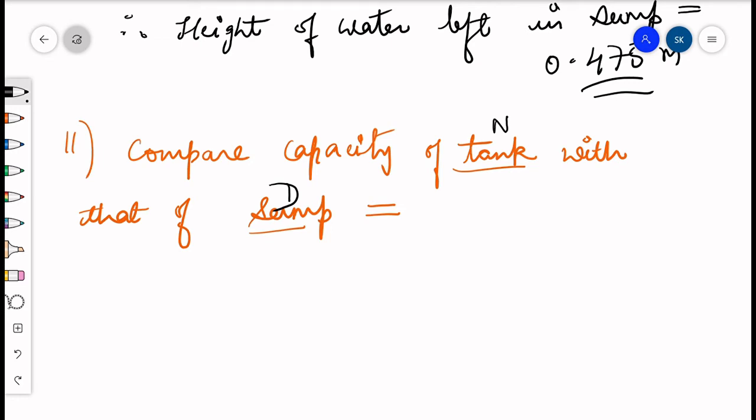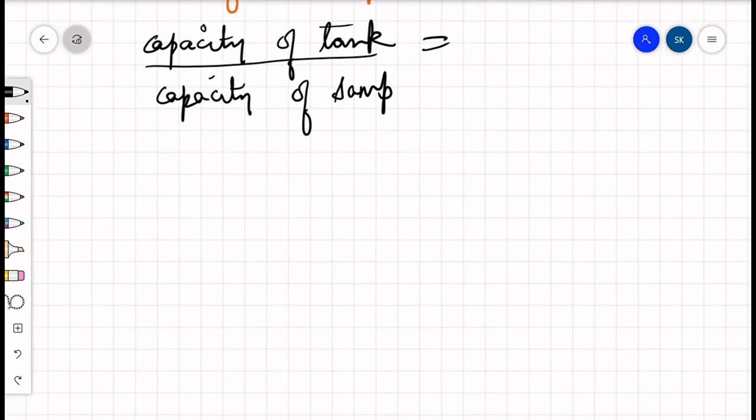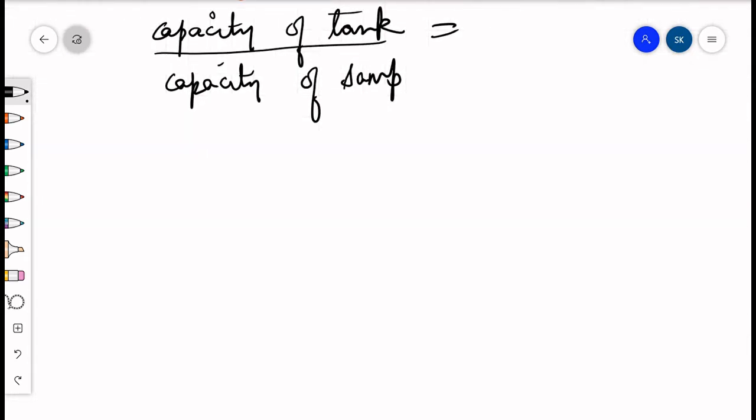Therefore, compare the capacity of the tank with that of the sump is equal to the capacity of the tank divided by the capacity of the sump, right? Okay. Now I'll not put the final volume here. What I'll do, I'll put in all the numbers, because then it is very easy to cancel the numbers.